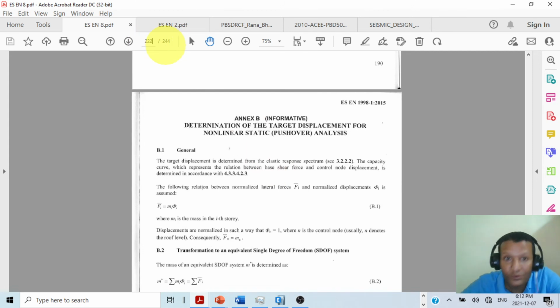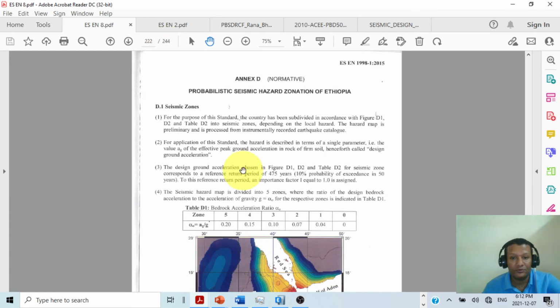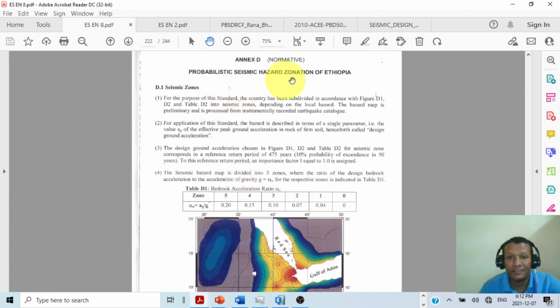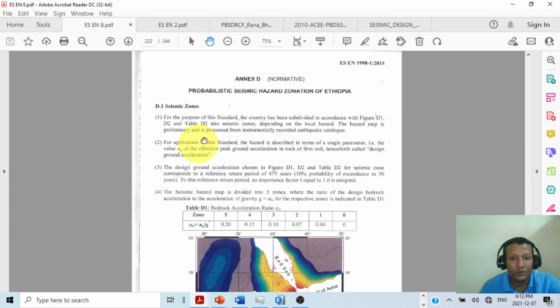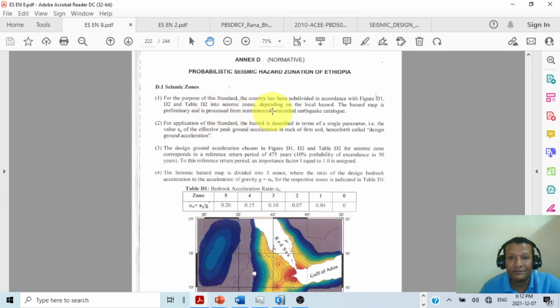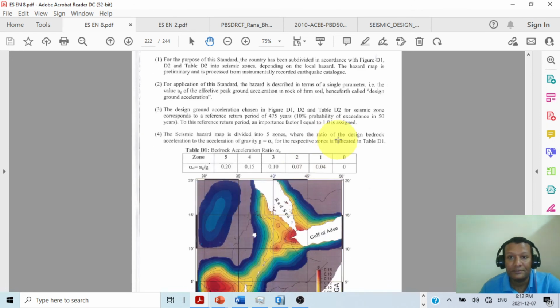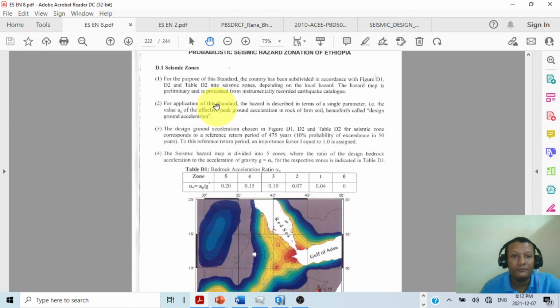Again, there is one more thing I want to show you, on page 22. This is the probabilistic seismic hazard zonation of Ethiopia. For the purpose of this standard, the country has been subdivided in accordance with figure D1. This is how Ethiopia is divided. Table D2 gives the seismic zone, depending on the local hazard. The hazard map is primarily processed from the instrumentally recorded earthquake catalog.